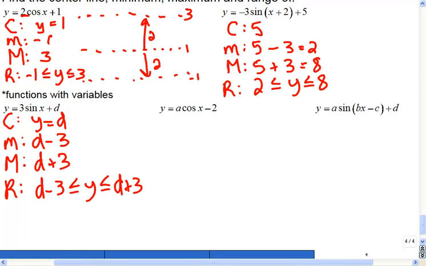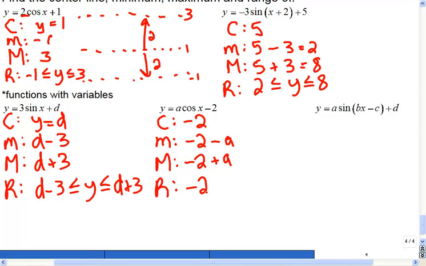Okay. So try the other two with letters and see if you can handle doing it as well. Okay, center line here is negative 2. Okay, the minimum, it will go from negative 2 take away A, and the maximum will be negative 2 plus A. And of course, you could also write it as A minus 2 or whatever, but that means I'm going to go from negative 2 minus A to negative 2 plus A.